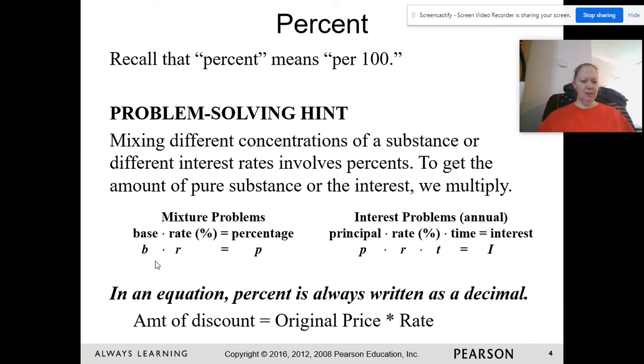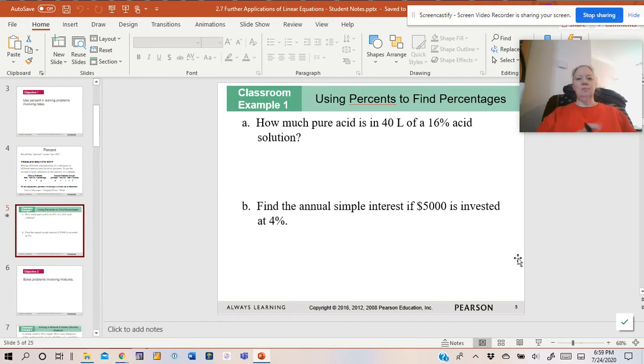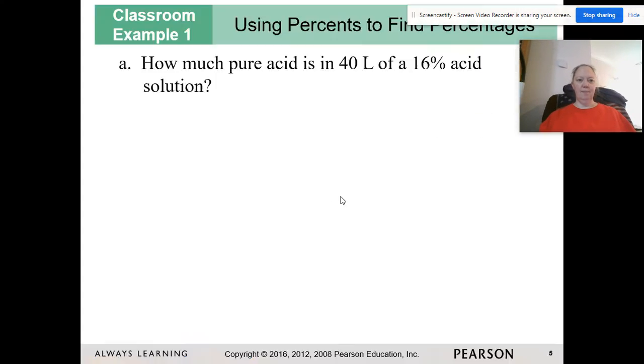What else? When we have a mixture problem, you take the base, multiply it times the rate. Interest problems, interest is equal to principal times rate times time. You always multiply the percent times something.